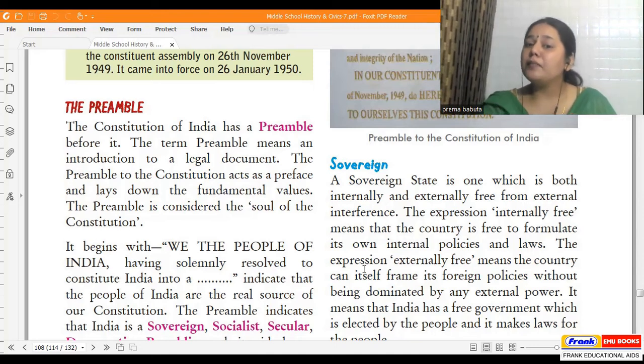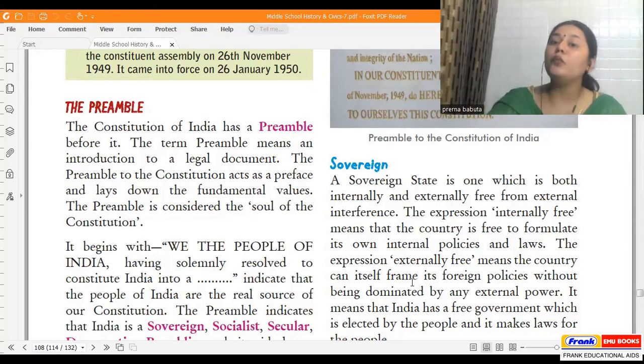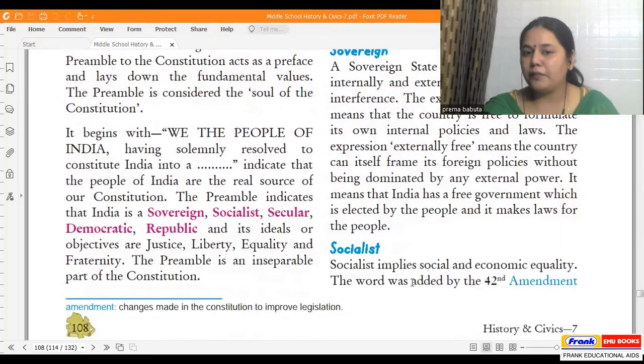And externally means the country can itself frame its foreign policy. So we can have laws for within the country and for foreign nations. As in, how are we going to deal with the foreign nations? We have the right to make laws on that.